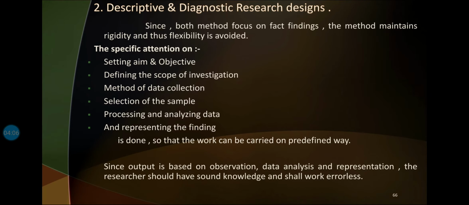Now, since both methods focus on fact finding, the method maintains rigidity and thus flexibility is avoided. Rigidity in what? Rigidity in the process of conduction. Since your aim is very clear, you need to fix your objective as well as the strategy to achieve that objective. Now the specific attention: first you should set your aim and objective. Define the scope of your investigation, what you want to do, what will be the part that will be considered. Method of data collection, how you will collect the data along with the observation or after the observation. How you will select the sample.